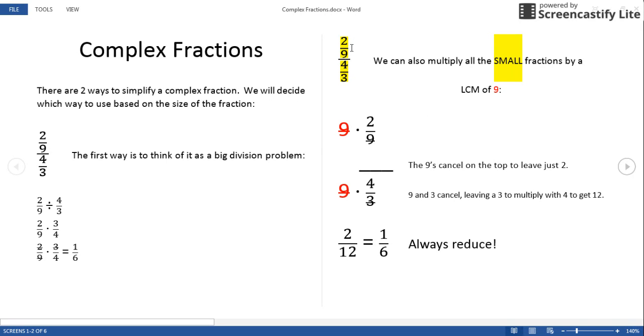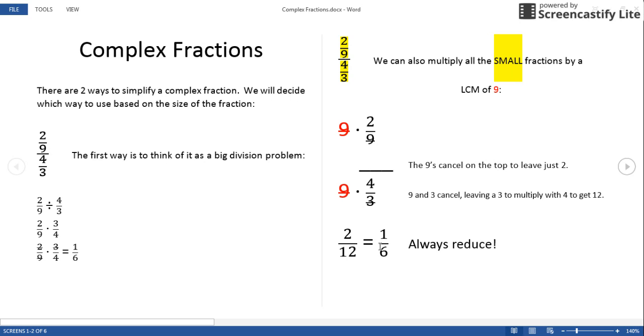For the particular problem we're looking at, 2/9 over 4/3, looking at the small denominators here, the 3 and the 9, what do they both go into? They both will go into 9. So for this one, let's multiply all of the fractions by a lowest common multiple of 9. Up on the top, the 9s are going to cancel out, leaving us just a 2. On the bottom, 3 and 9 will cancel out, leaving 3. 3 times 4 gives me 12 on the bottom. So now 2 over 12, that will reduce to 1/6.